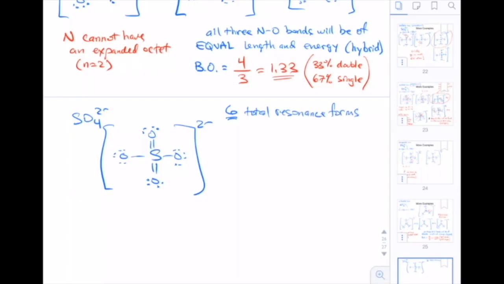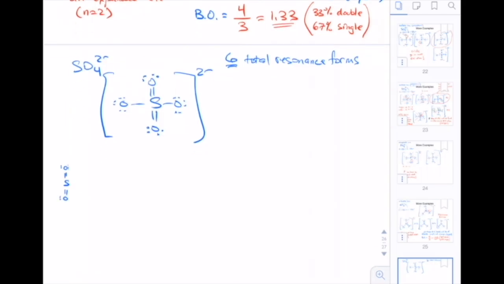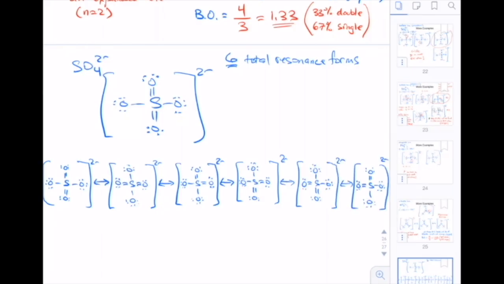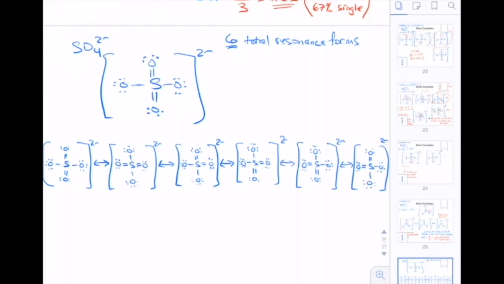Now, that's a lot to draw out, and I don't think I would ask you to ever do that on an exam, but in this video, I could speed things up. So let me show you what all 6 of those would actually look like. And there you have all 6 resonance forms, and we can even describe what the bond order would look like.